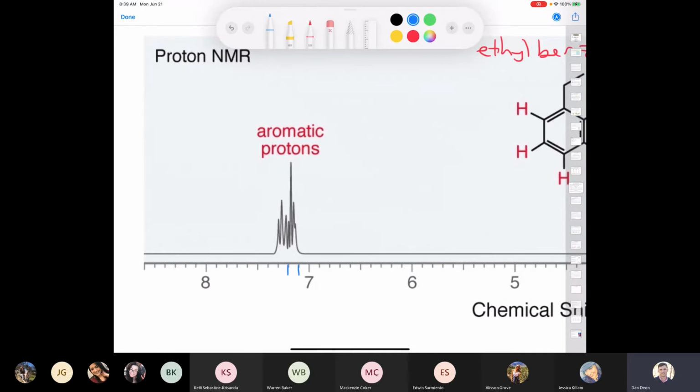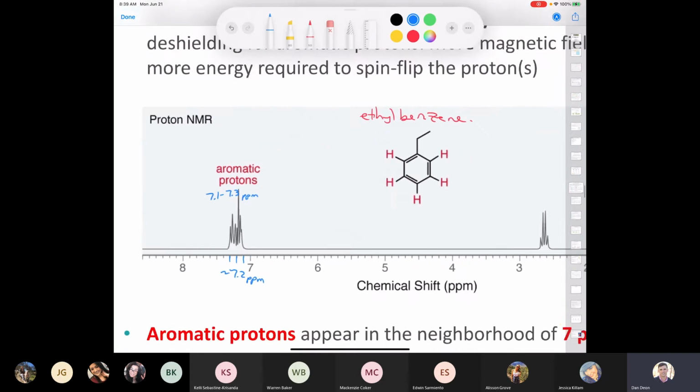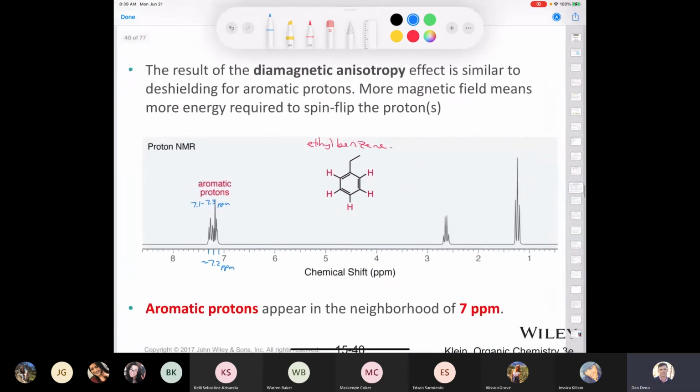You have 7.1, 7.2, 7.3. So let's say they're around 7.2 parts per million, okay? Or you could say they're in between 7.1 to 7.3 parts per million. That's the chemical shift for those protons. Well, the reason why their chemical shift is so high, the reason why they're so far downfield, is because of that effect of diamagnetic anisotropy.